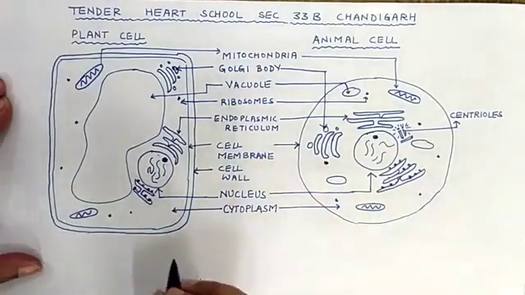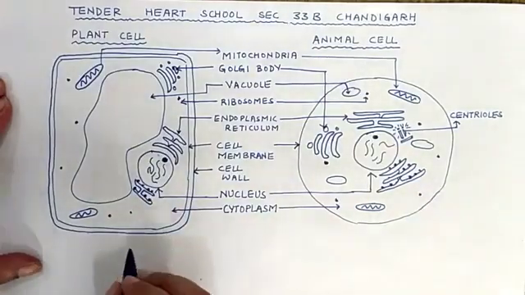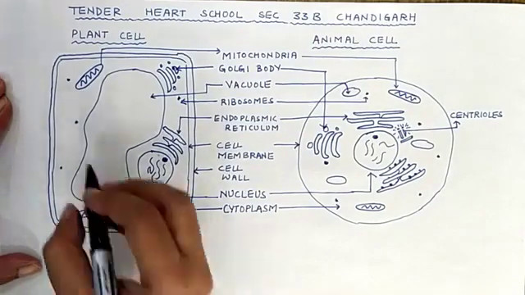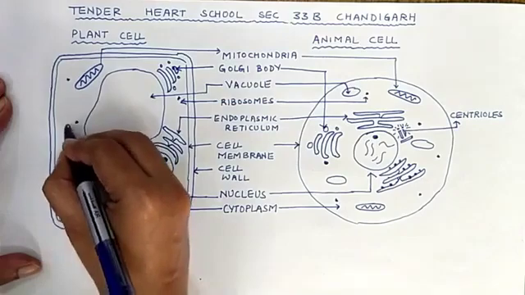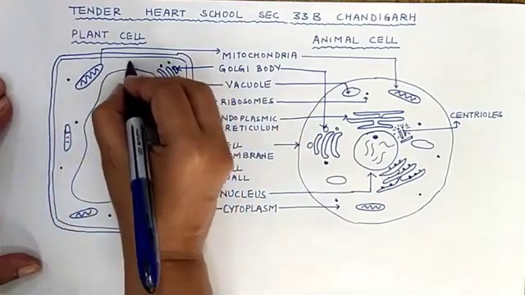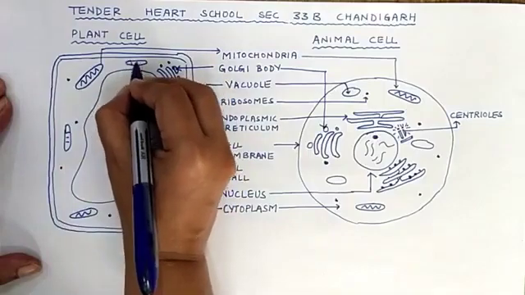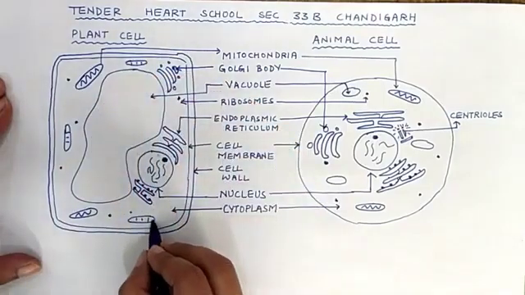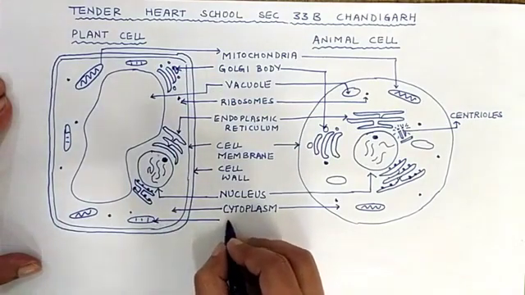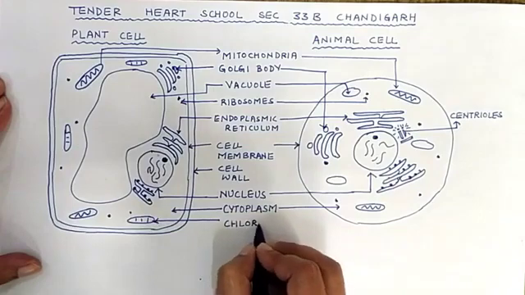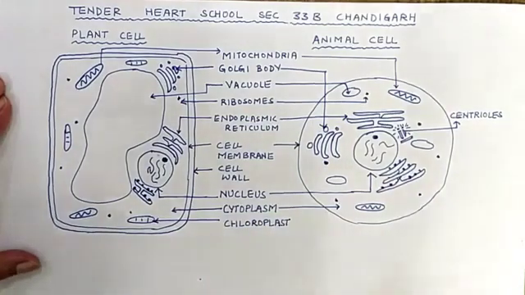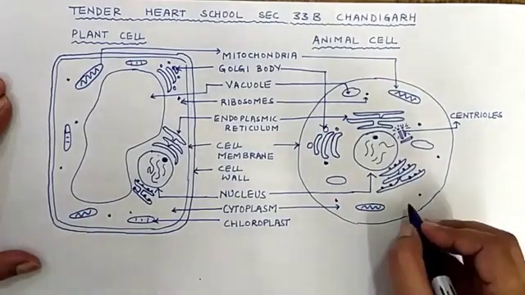Then in the plant cell we have the chloroplast. Chloroplasts are organelles which contain the chlorophyll. So chlorophyll containing chloroplasts are present only in the plant cell. They are not present in the animal cell, right? So you can label this. This is the chloroplast. Chloroplast, right?